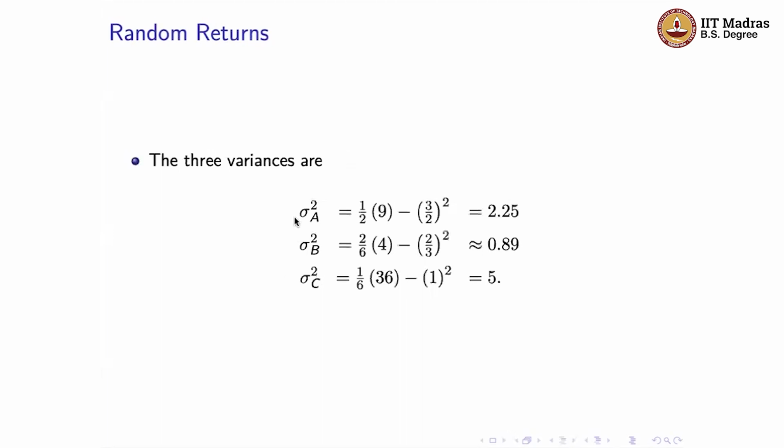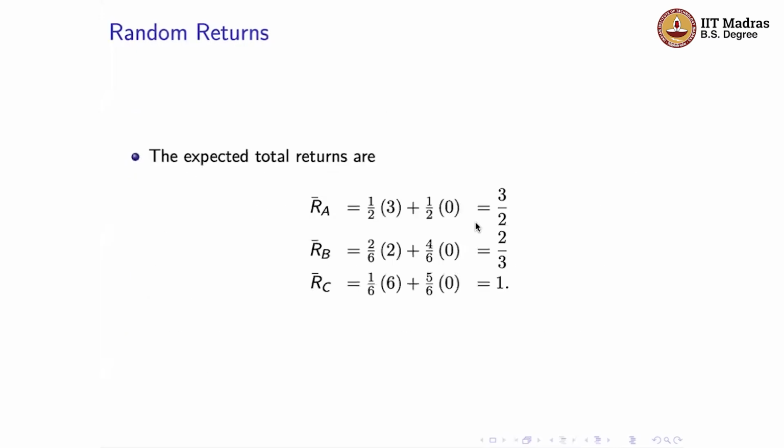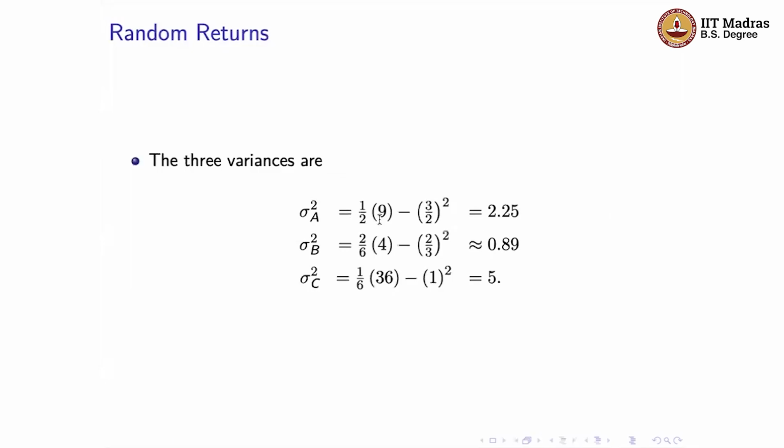You can similarly calculate the variances. So again, very similar. With probability half, you get, remember, 3. So therefore, if you want to calculate the expectation of the square, this 3 will become 3 square, 9, and the other case is 0, so we don't need to consider it. Then subtract the square of the expected total return, and that gives you the variance, right? So sigma square A is equal to 2.25, sigma square B is 0.89, and sigma square C is 5. These are hopefully pretty straightforward.